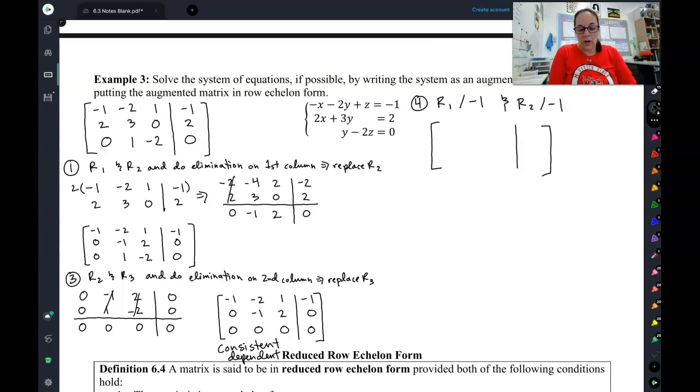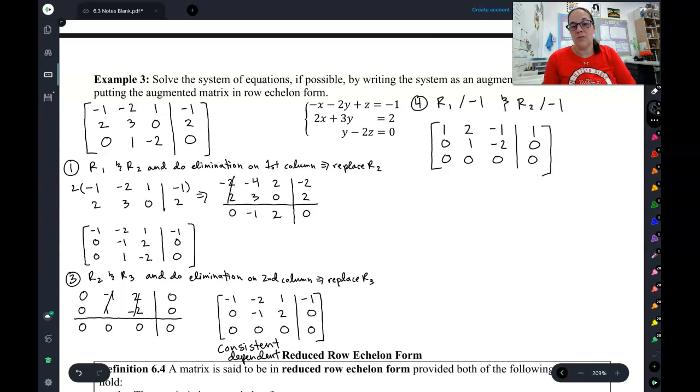So we're going to take row 1 and divide everything in row 1 by a negative 1. So divide everything in here by a negative 1 gives me a positive 1, positive 2, negative 1, positive 1. And then we're also going to divide row 2 by a negative 1. So that gives me positive 1, negative 2, 0. And then I have my row of zeros that tells me it's consistent dependent.